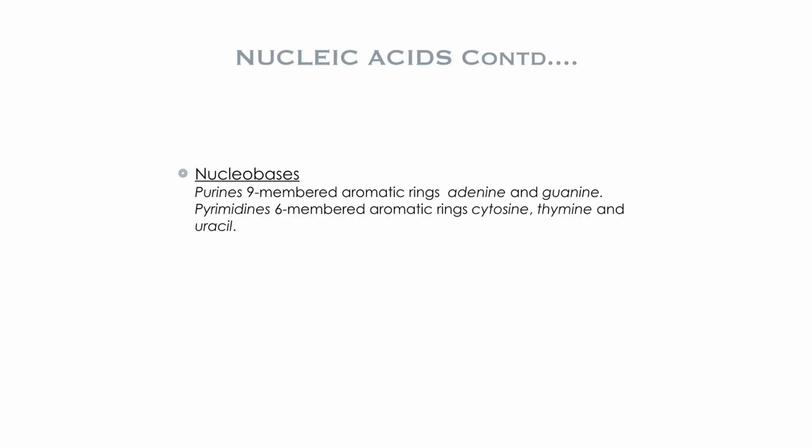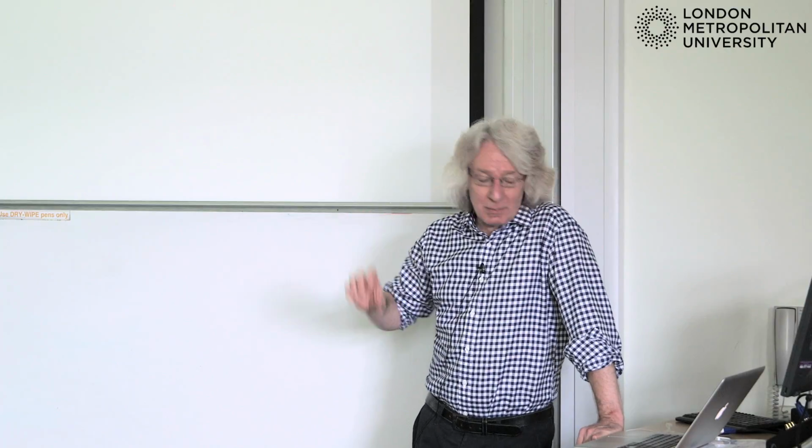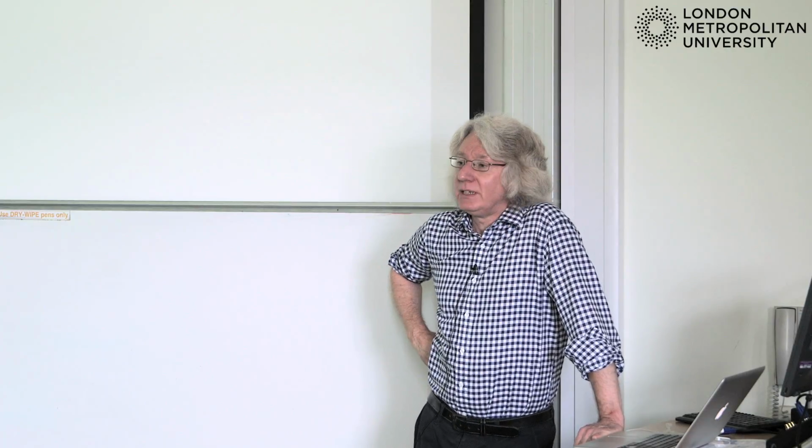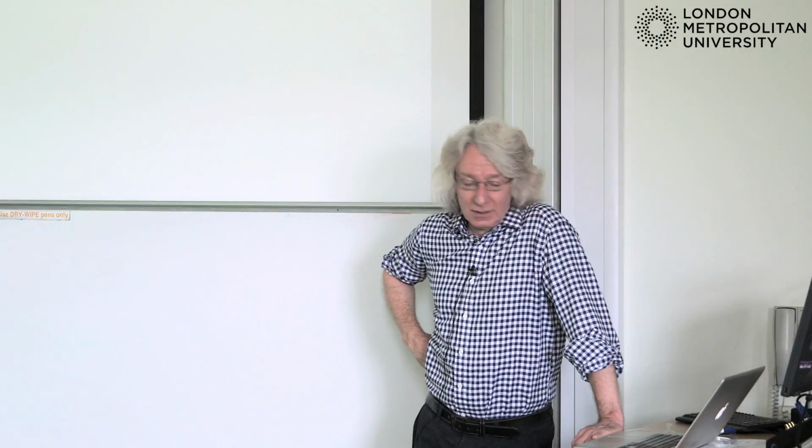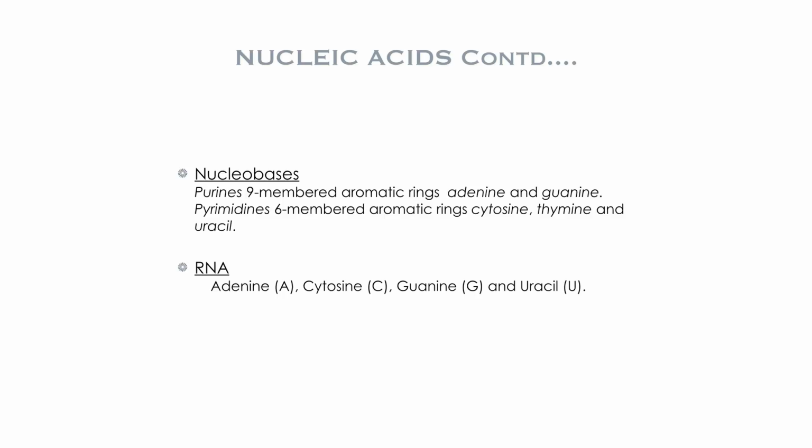We continue with nucleobases, and there are two distinct types. Purines are the 9-membered aromatic rings, adenine and guanine, or A and G, if you're familiar with the sequences of DNA. And pyrimidines are the smaller 6-membered rings, and these give rise to the bases cytosine and thymine in DNA, and uracil in RNA. In RNA, the bases are adenine, cytosine, guanine, and uracil. In DNA, thymine replaces uracil.